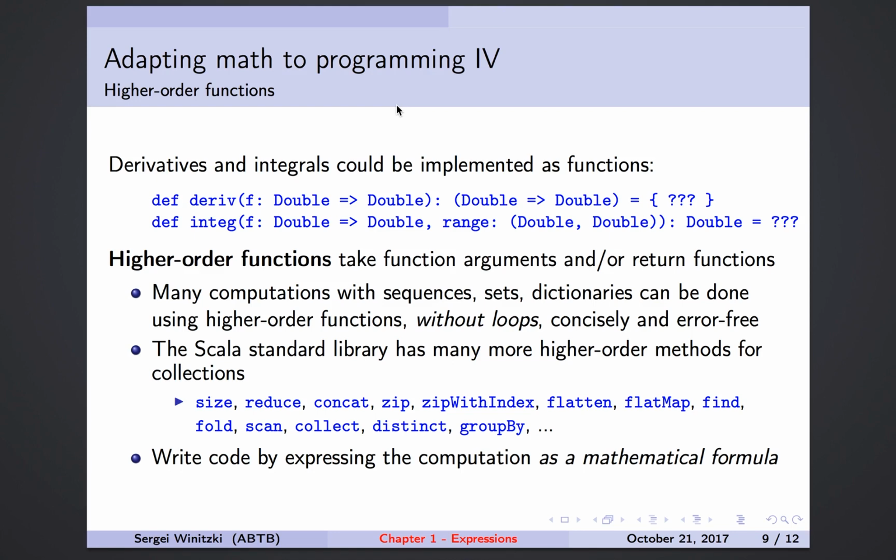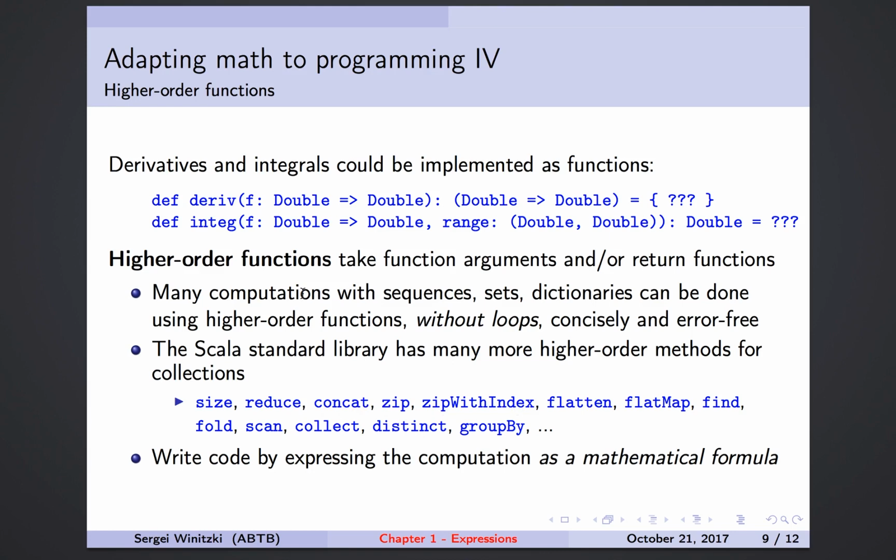So as we have just seen, computations with sequences, sets, and so on can be done very concisely and pretty much error-free, because it's obvious what you're doing. There's no way to miss some elements with these higher order functions like map, filter, and there are many, many others in Scala, like size, reduce, concatenate, find. We will look at them later. Right now, just take note that there are lots of these methods that are higher order functions that are very useful and you can write code very concisely.